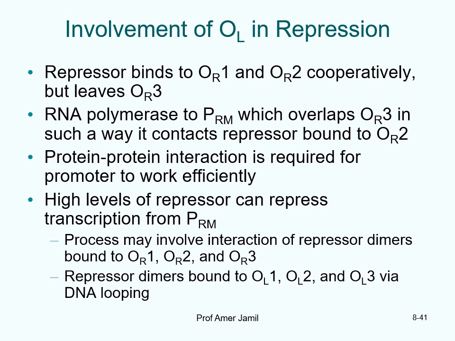This I already have discussed, that repressor binds to OR1 and OR2 cooperatively, but leaves OR3. So RNA polymerase binds to PRM, which overlaps OR3, in such a way that it contacts repressor bound to OR2. This protein-protein interaction is required for the promoter to work efficiently, and high levels of repressor can repress transcription from PRM.